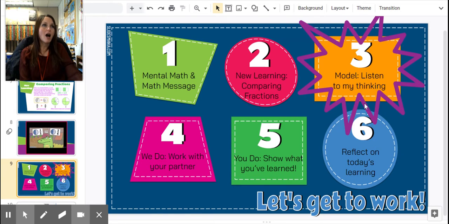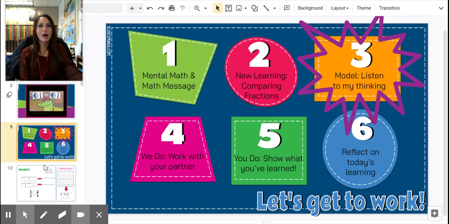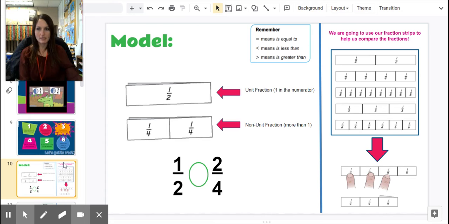I'm going to show you my thinking of how I'm going to use these fraction pieces. So I have 1/2. This is a unit fraction. This is what we're going to call this. It's called a unit fraction because 1/2 is just one piece. So 1 is what we call a unit.